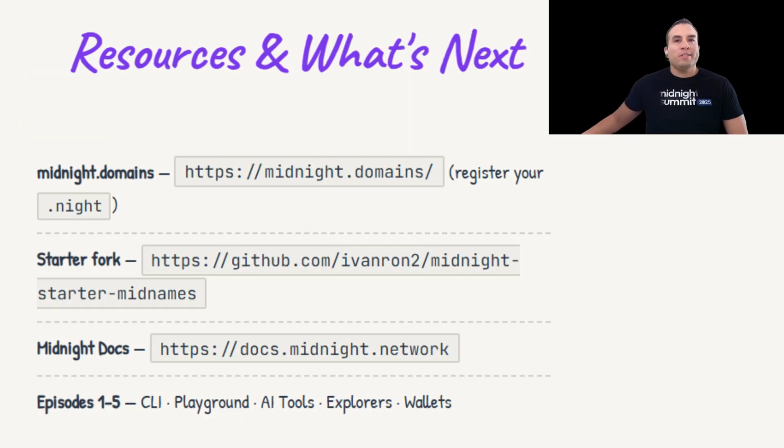So this is the summary. 4 resources to take with you. First, midnight.domains to register your .night. Second, the Midnames starter templates, started with the fork from the Ada Labs Midnight starter template. Third, the official Midnight documentation. And fourth, episodes 1 through 5 of this series for the rest of the developer toolkit.